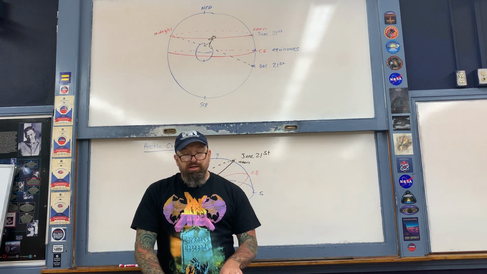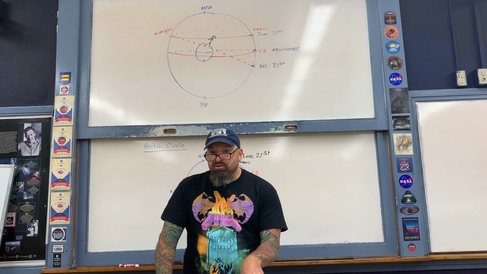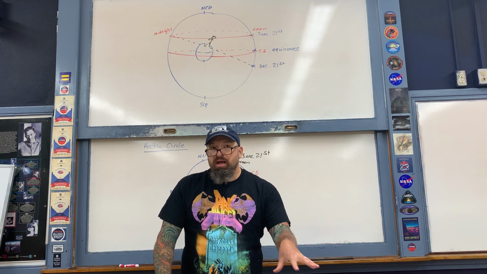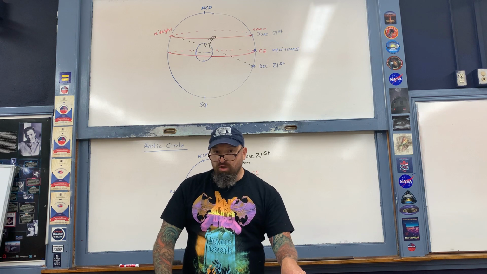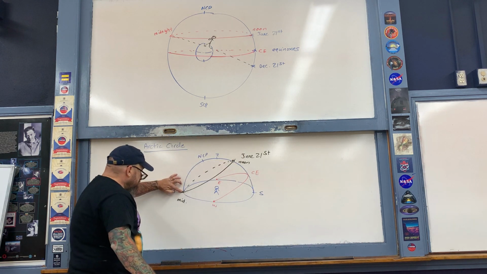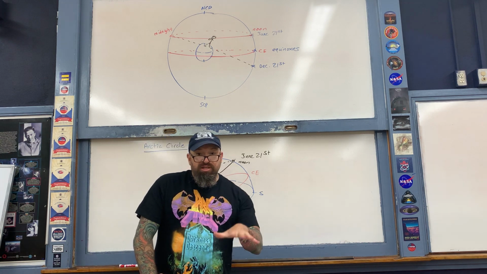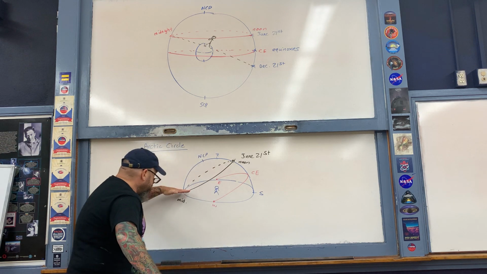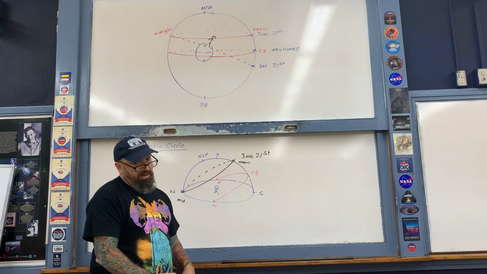The Arctic Circle is basically as far south of the North Pole that you can be on June 21st and still see the sun for 24 hours. At midnight, the sun is right here on the northern horizon. If you go a little bit south of the Arctic Circle on this day, this then means that close to midnight, the sun would be below the horizon.